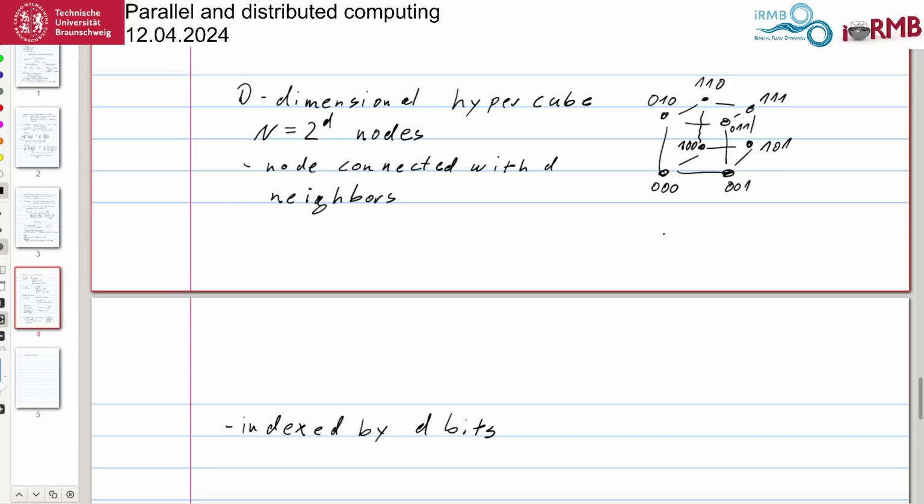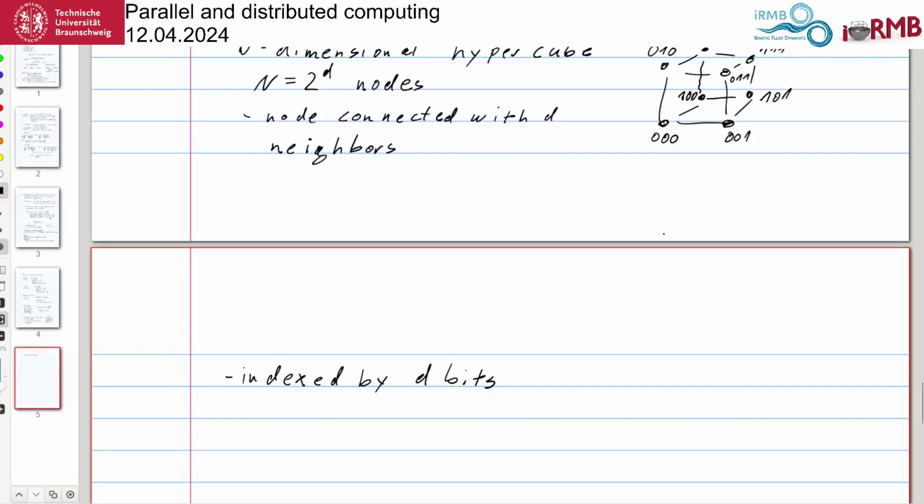And now what you should recognize by looking at this is that each of these nodes, or the node index, differs by just 1 bit from those of their neighbors to which they are connected.